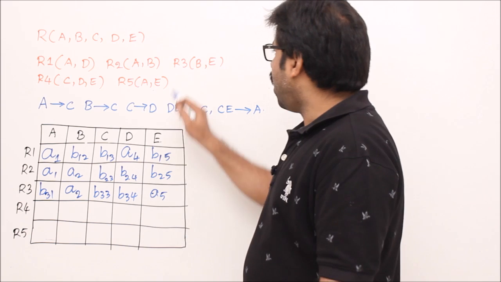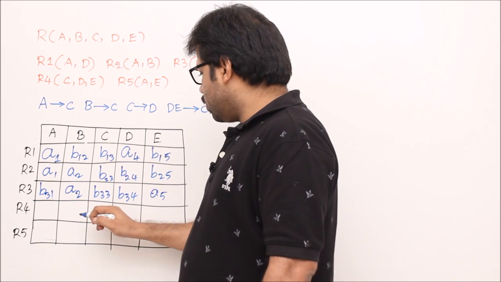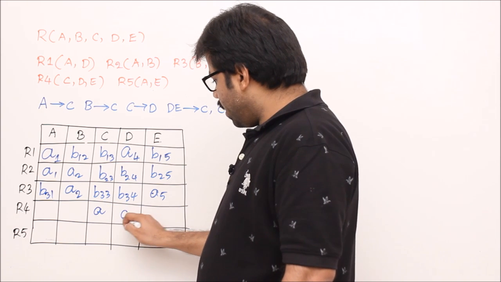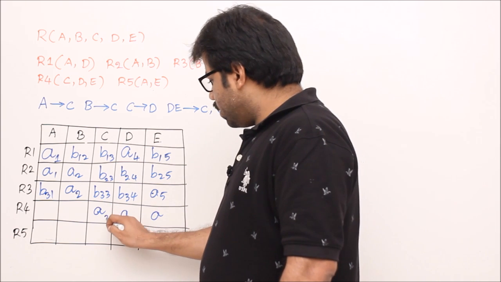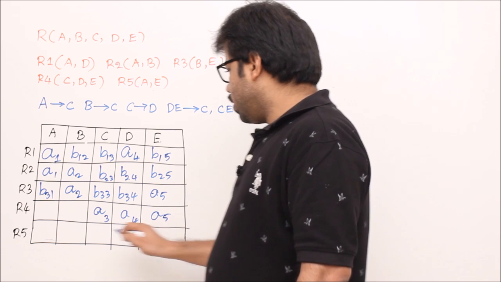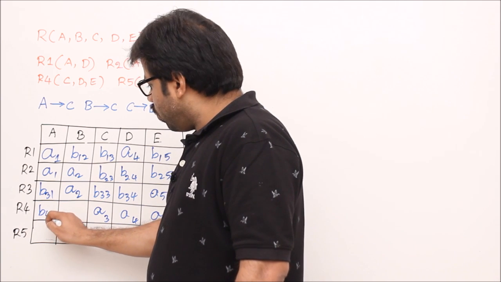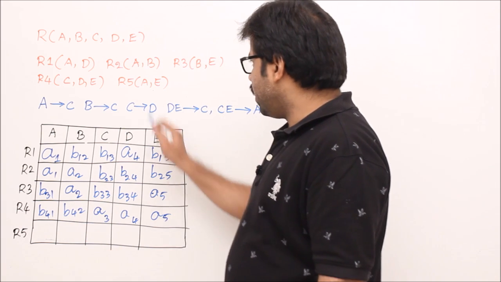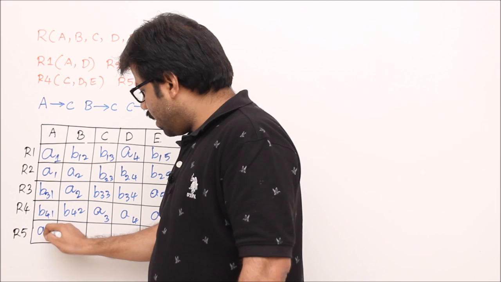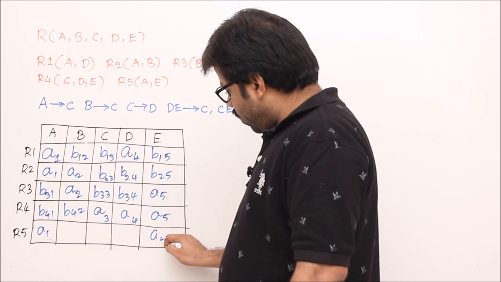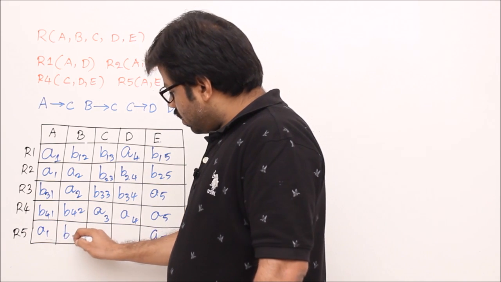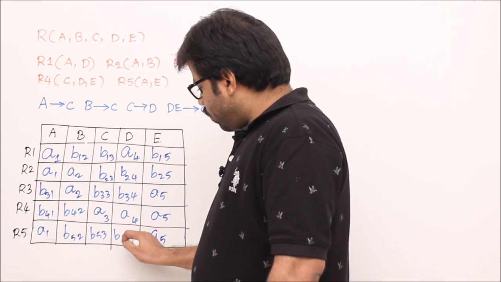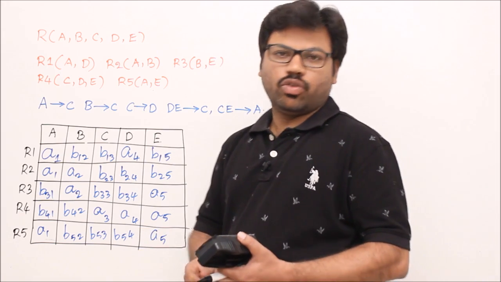So on. R4, C, D, E. So C is this one. Here we have to write A entry, A entry, A entry, C, D, E. Third, fourth, fifth. Here it would be B, fourth row, first column, fourth row, second column. R5 contains A comma E, A. Here A1, E, A5. Remaining things are fifth row, second column, fifth row, third column, fifth row, fourth column. That would be the idea.